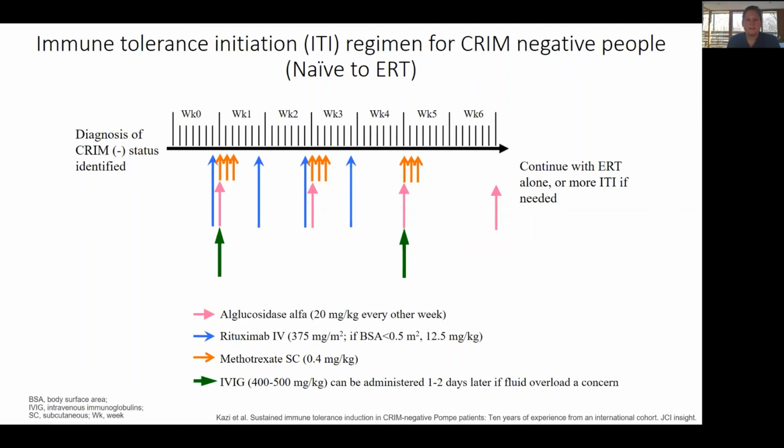And this is repeated several times during the first 5 weeks of treatment. And then at the 6th week, the immune tolerance treatment process is complete. And then at that point, you can decide with the physician whether or not ERT should continue alone, or if more ITI is needed.